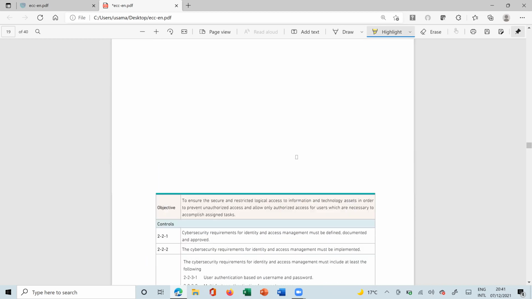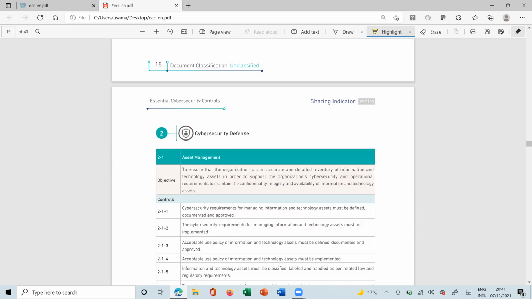This we covered for the first domain. We covered the first domain. The second domain is cybersecurity defense.